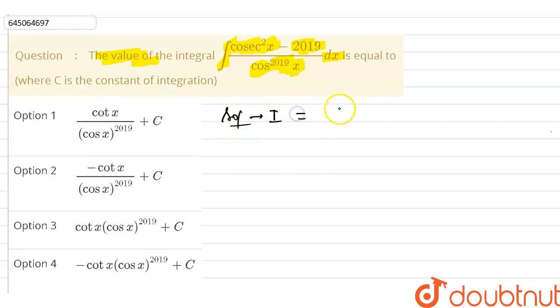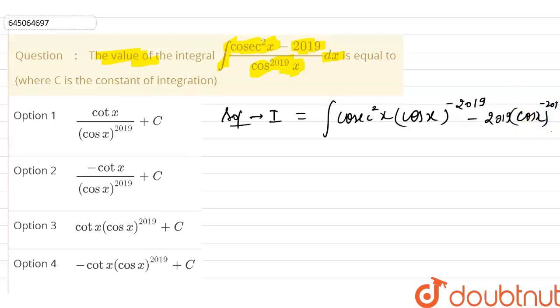Basically, I'm going to write my I as the integration. I'm separating the numerator and denominator, so it will look like cosec²x times cos x raised to the power minus 2019, minus 2019 times cos x raised to the power minus 2019, dx. Okay, so this is the given integral.